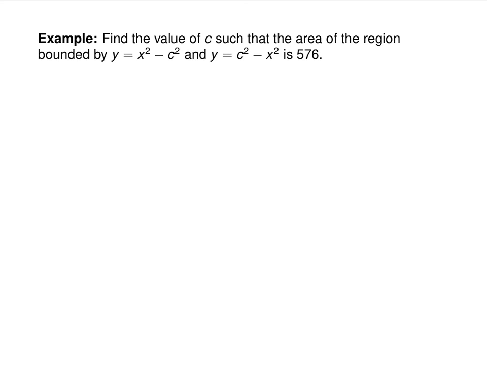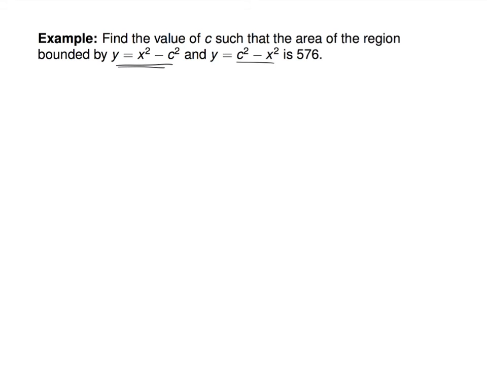Find the value of c such that the area of the region bounded by y equals x squared minus c squared and y equals c squared minus x squared is 576. And you're like, what? Not so bad? Well, you just put 576 for A. There's no A? Oh, yes, there is. You'd put it for A.